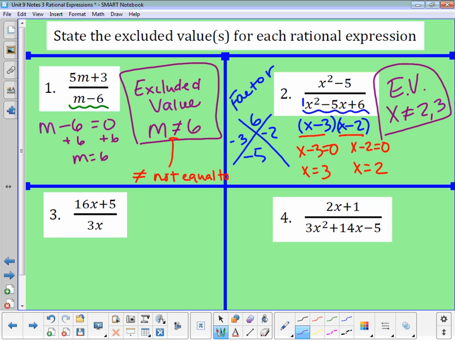Now let's take a look at number 3. I want you to see if you can figure out what the excluded value for number 3 is at this point. So you can go ahead and pause your video and try and solve that one. And let's move on to number 4.